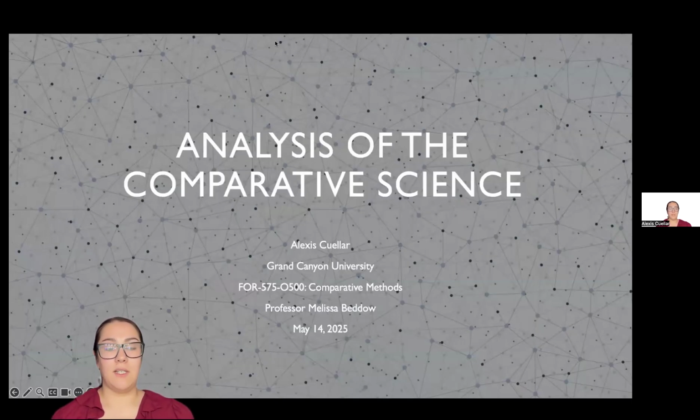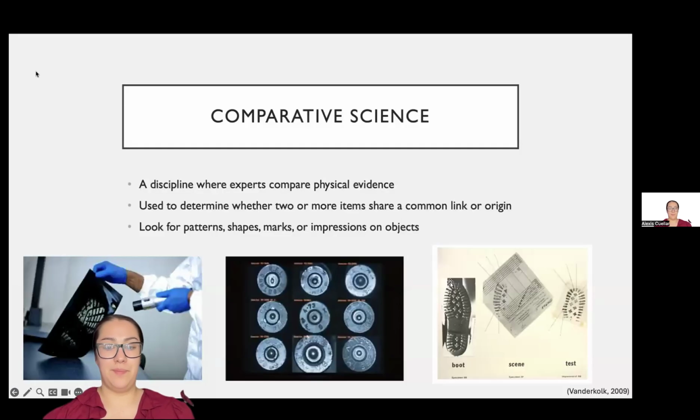Hello, my name is Alexis Coyad, and I'm going to be talking about the analysis of comparative science in the forensics field. So, comparative science is a discipline in forensics that aims to answer questions such as, do these two marks or items come from the same source?